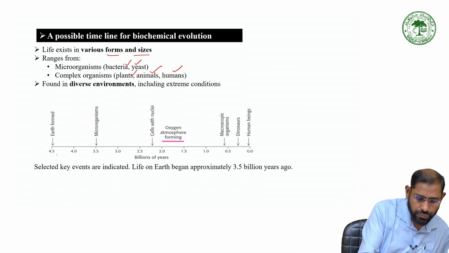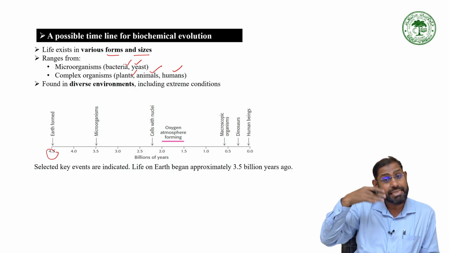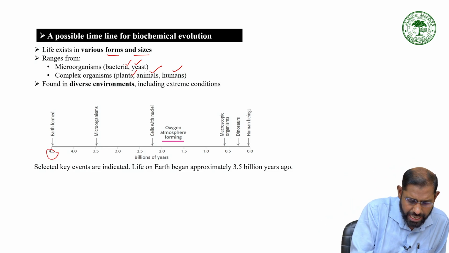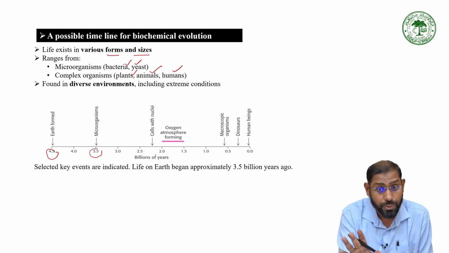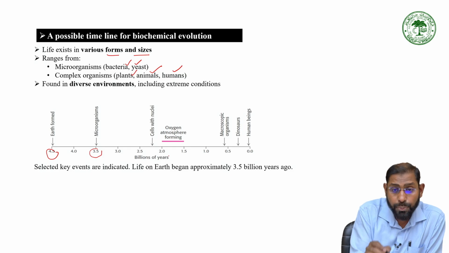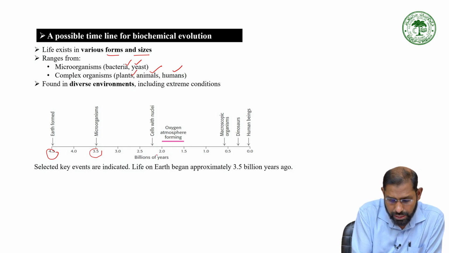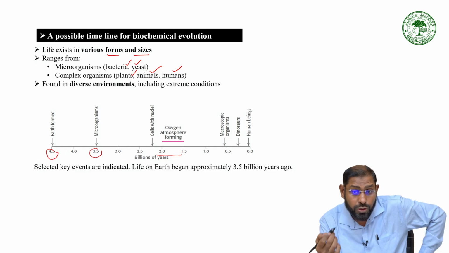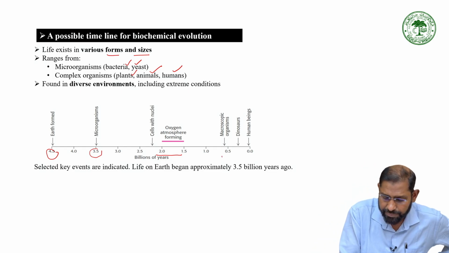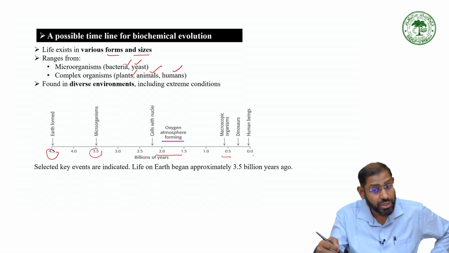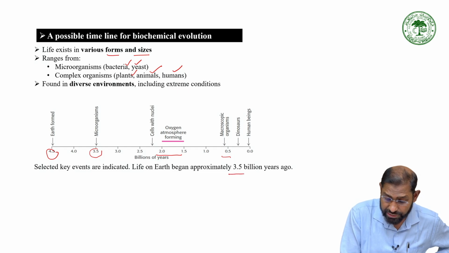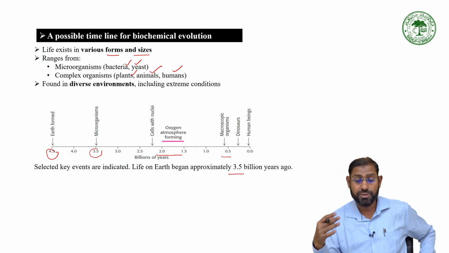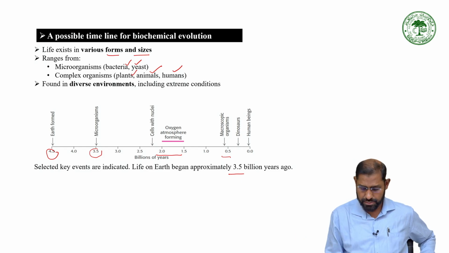We know that Earth formed almost 4.5 billion years ago, and then we have microorganisms developing 3.5 billion years ago. Then cells with nuclei appeared between 2.5 and 2 billion years ago. Then oxygen formed the atmosphere 2 to 1.5 billion years ago. Then we have macroscopic organisms we can see, around 0.5 billion years ago. Then we have dinosaurs, and humans arose very recently. So roughly we can say that 3.5 billion years ago life begins on Earth. This is the evolutionary path.